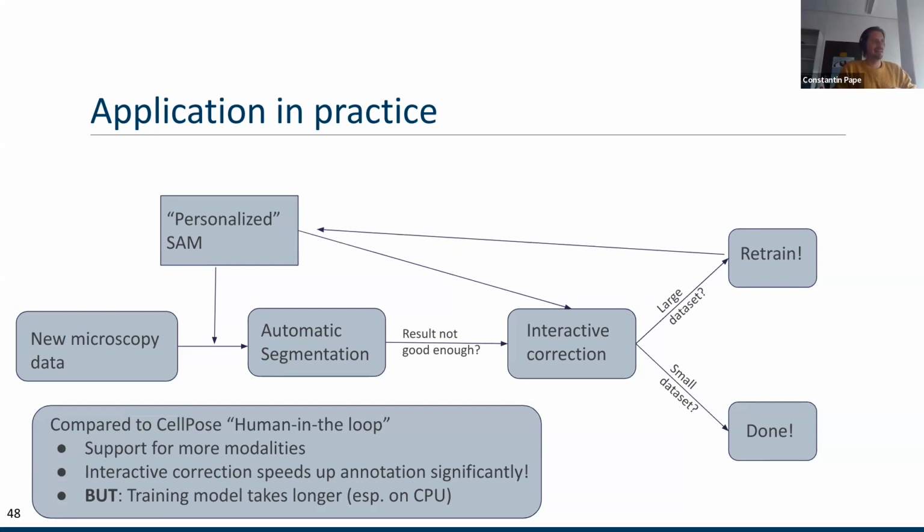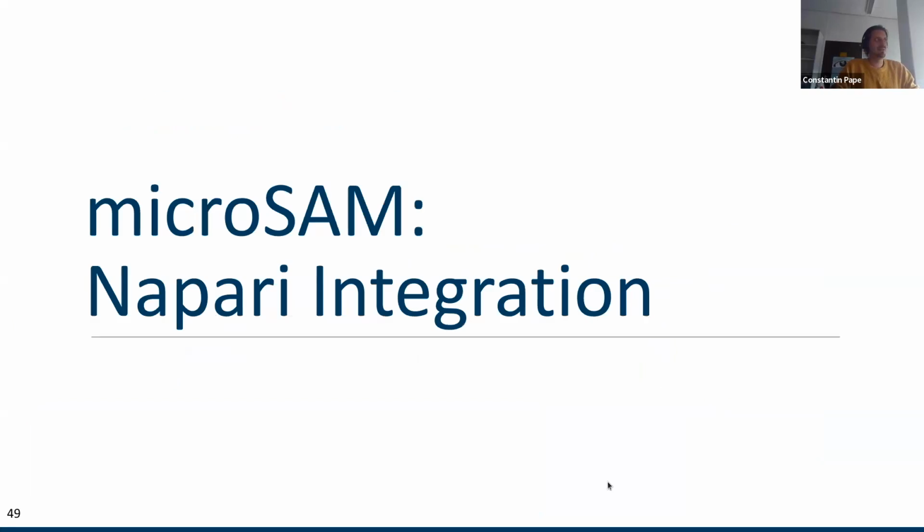The big disadvantage still is that training the model takes quite a bit longer. So our process is not really human in the loop unless you have a super powerful GPU. It takes a while to do this retraining process. Yeah, so this was all of the background of our work.